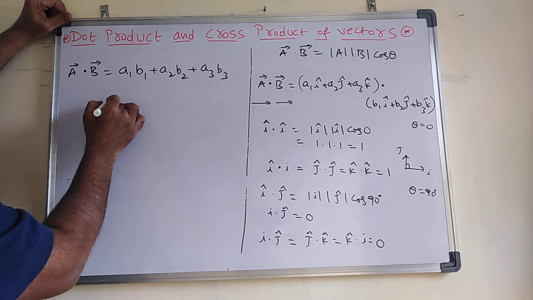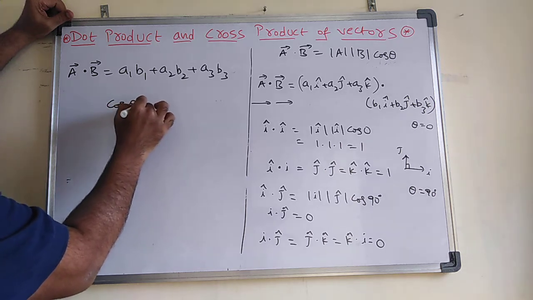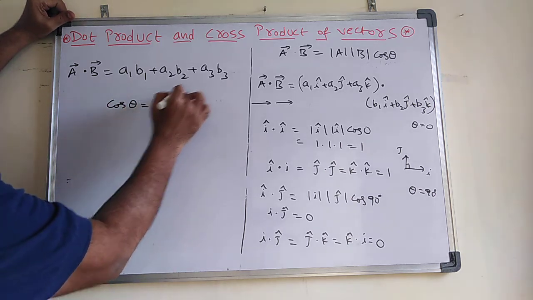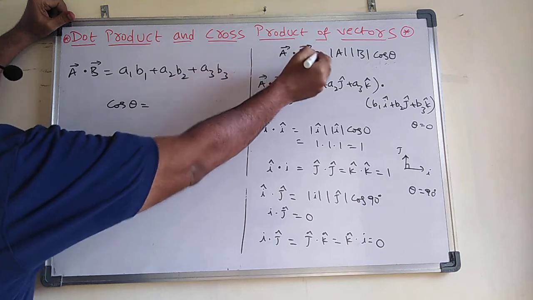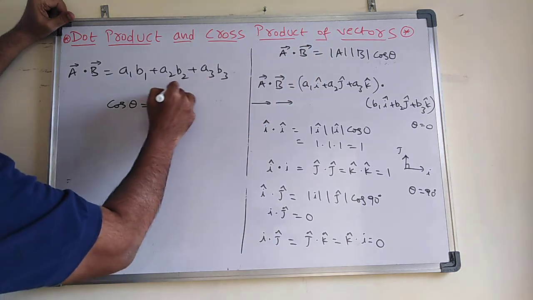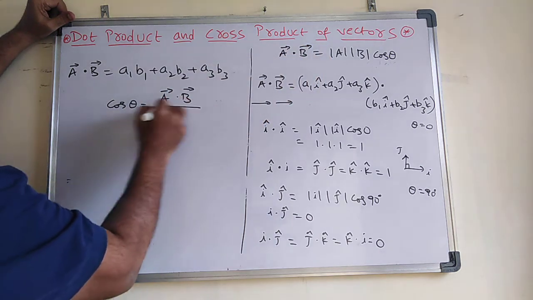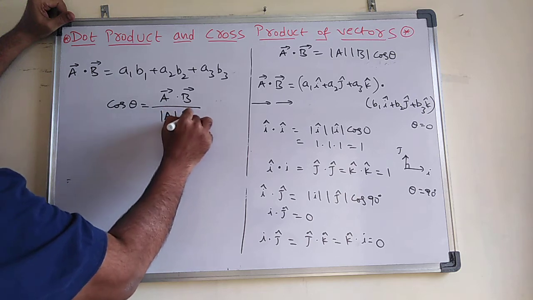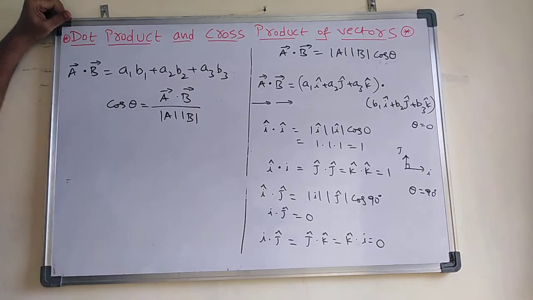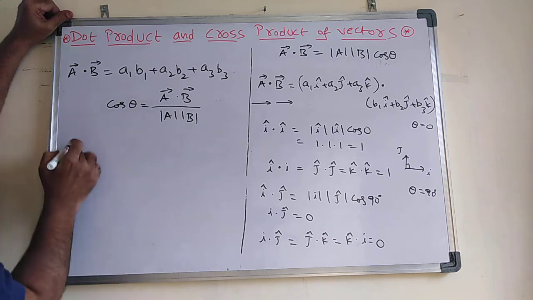Then you can also find the angle between the vectors. How can you find the angle between the vectors? Cos theta is equal to A dot B by modulus of A into modulus of B. That is the cos theta. You can find the angle between any two vectors. So let us take one small example.